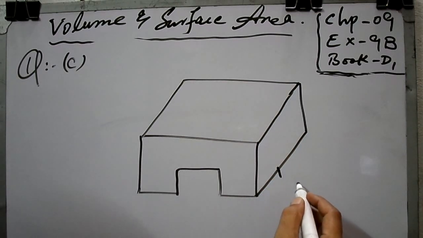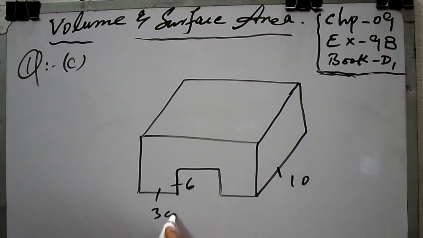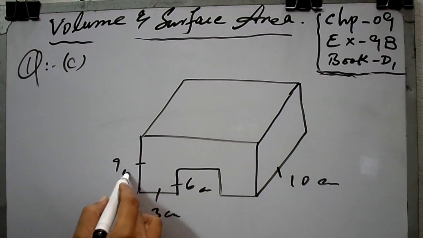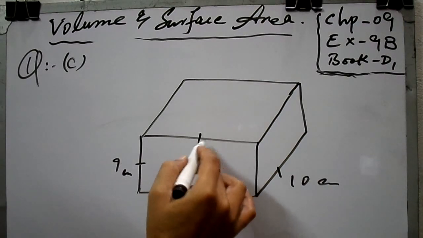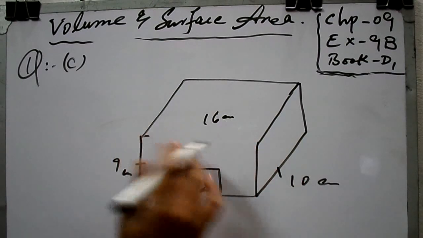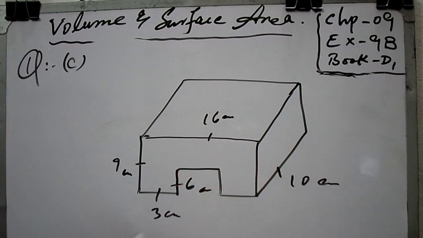That is your 10 centimeter, and that height is your 6 centimeter, that one is 3 centimeter, and that height is your 9 centimeter. So that is your 16 centimeter. So for better view you can draw this. So that is your 16. So how can we find?